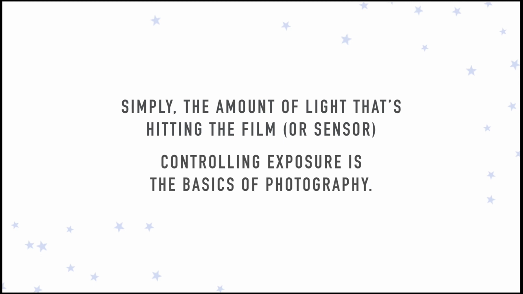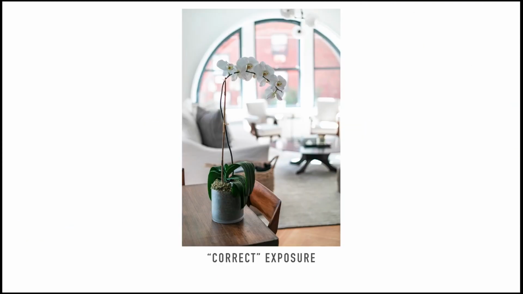Okay, let's talk about exposure. So the simple definition of exposure is the amount of light that's hitting the film, or if you're using a digital camera, the sensor. But I thought I was going to do this little lesson on exposure, and I kind of realized that controlling exposure is pretty much the basics of photography and learning how to work with your camera. And you'll understand more of that later, but let's just start with kind of the basic overview.